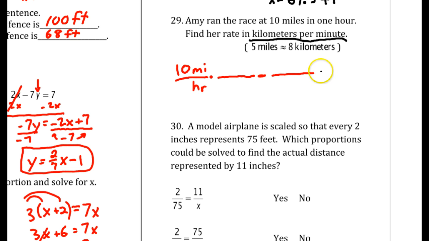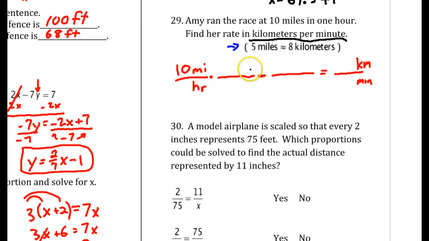And then my answer should end up with kilometers per minute. Okay. So kilometers on top, minutes on bottom. Per minute means over minutes. In 1 hour, or per hour, means over hours. Okay, so first let's use this and convert the distance units.